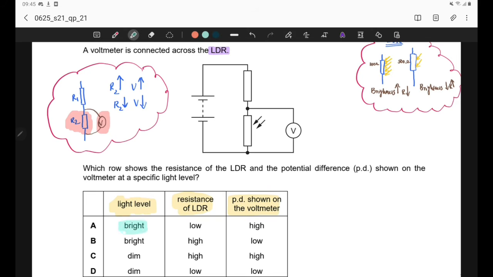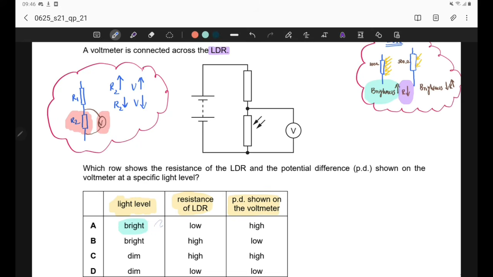It says when the light level is bright, that means the higher intensity light is falling. This is the situation where brightness is high. So we can see what will happen to the resistance. We already seen the resistance will be less when the brightness is more. So that one is correct.